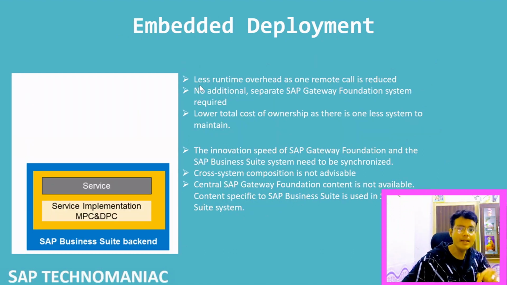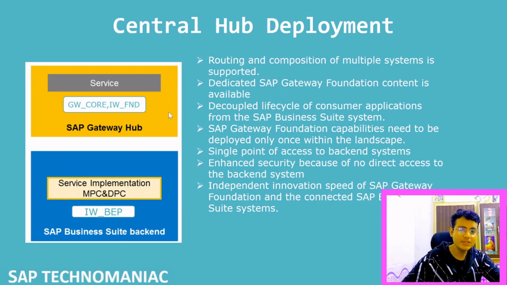But in embedded deployment, what is the advantage? In the central hub system, since we have an additional system, there will be some overhead to communicate between these two systems. We have some RFC calls and all. So we will be having some.